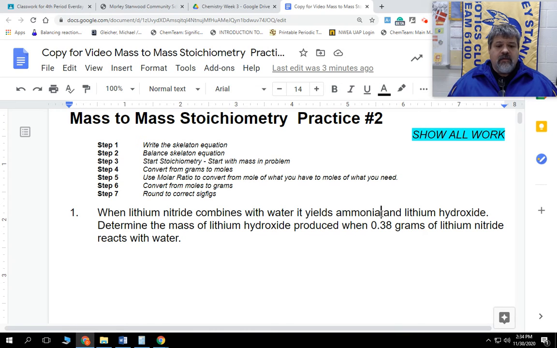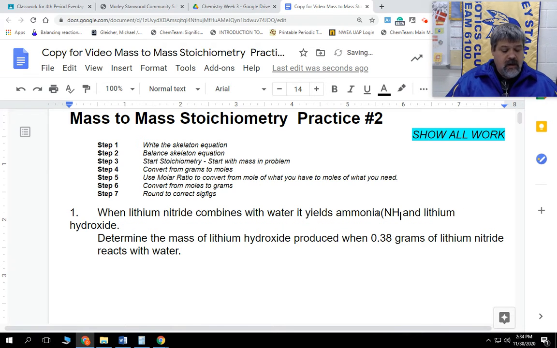Now, ammonia here, when I look at it, you should know what the formula for ammonia is, but we will give it to you anyways, NH3. So don't think of ammonium ion, which is NH4, but that's a plus one. Then this is NH3. So that's ammonia and lithium hydroxide. So let's go ahead and we'll put that over.